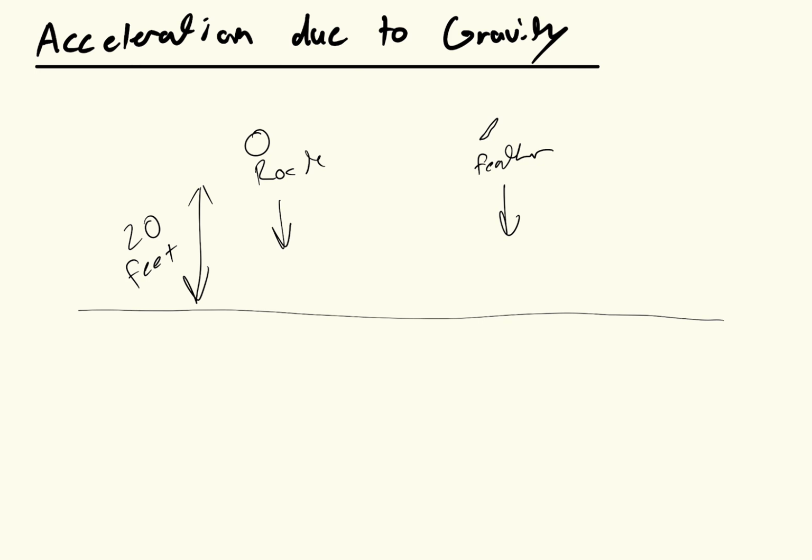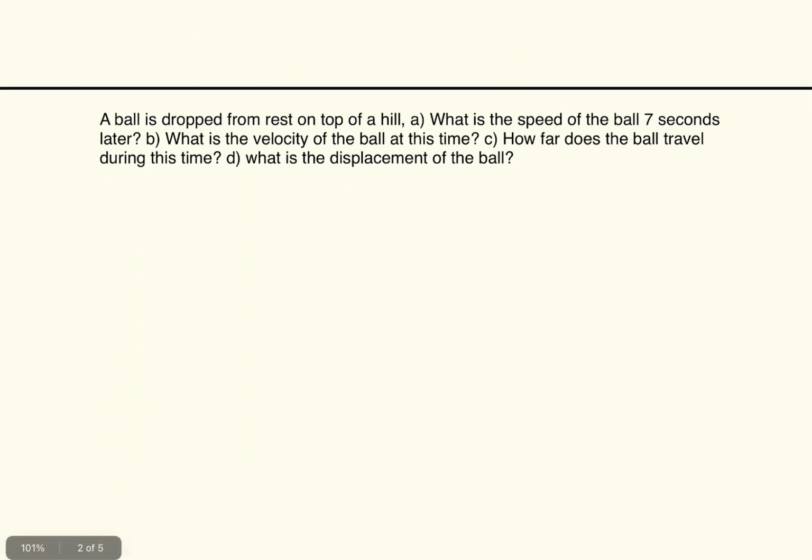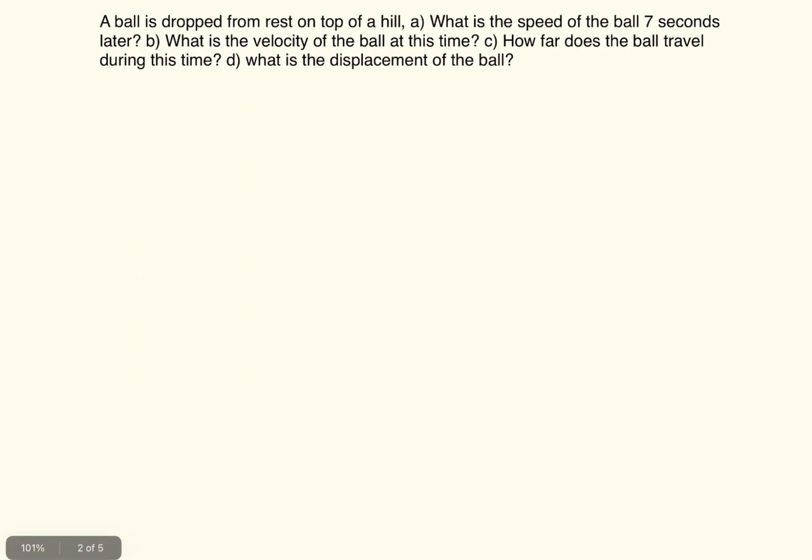Now with that in mind, let's try the first problem. A ball is dropped from rest on top of a hill. A. What is the speed of the ball 7 seconds later? B. What is the velocity of the ball at this time? C. How far does the ball travel during this time? And D. What is the displacement of the ball? So this scenario looks something like this.